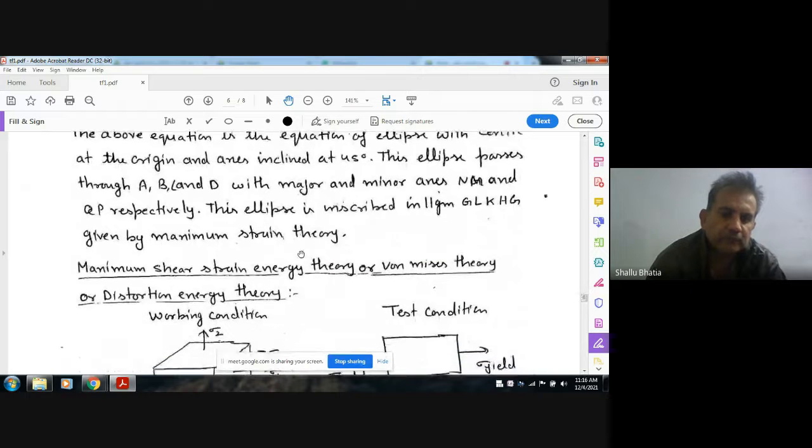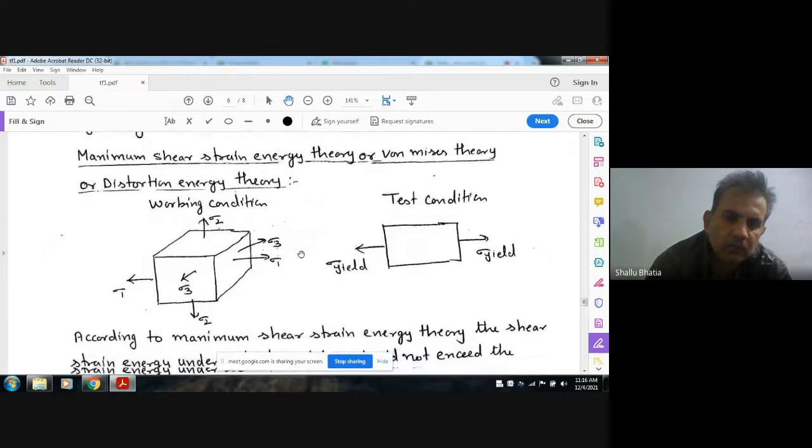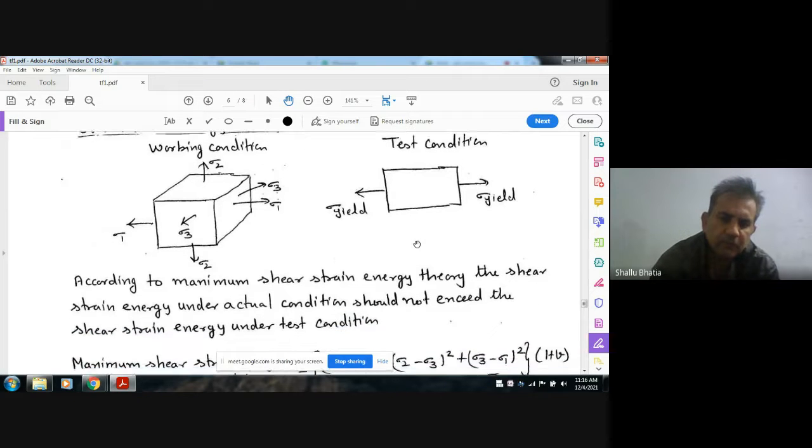Next and most important theory is the maximum shear strain energy theory, or von Mises theory, or distortion energy theory. Again, we consider a working specimen that is subjected to sigma 1, sigma 2, and sigma 3, and a test specimen subjected to sigma yield. According to the maximum shear strain energy theory, the shear strain energy that we have studied in the last article under actual conditions should not exceed the shear strain energy under test conditions.